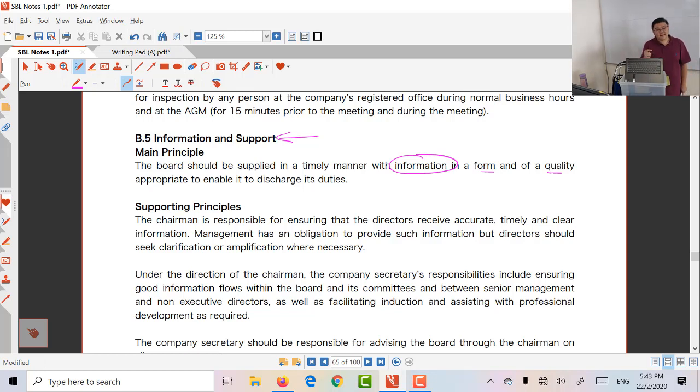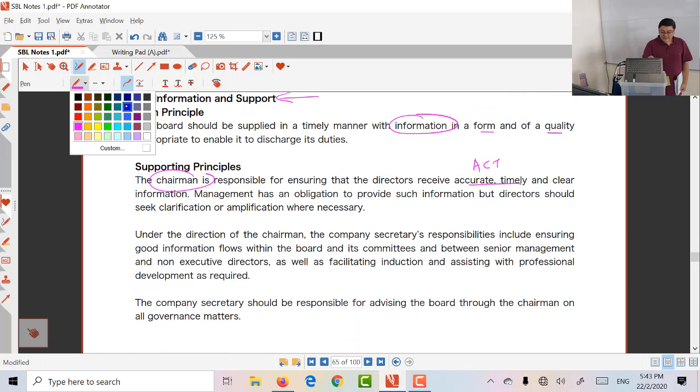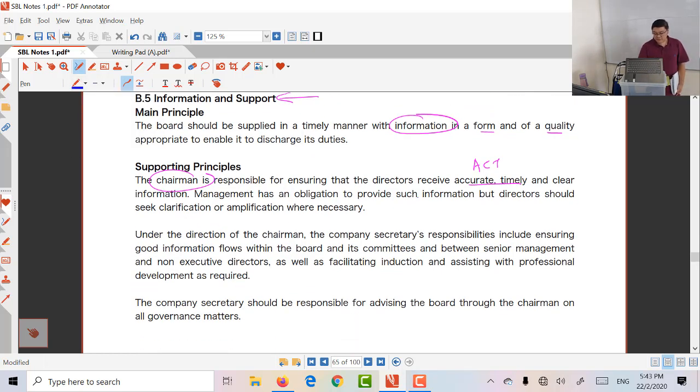Now, the part to do with accurate, clear, and timely information. Again, they remind that directors must be given accurate, timely, and clear information. And again, they relate back to the chairman. So it's actually the same thing. They overlap already. Okay? Now, they say management has an obligation to provide information, but directors should seek clarification. So they are basically telling you directors must ask questions. You know, anything you're not clear about, you got to ask.